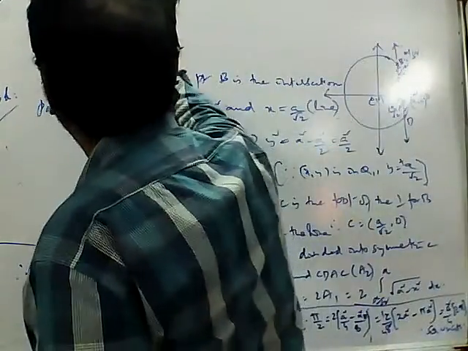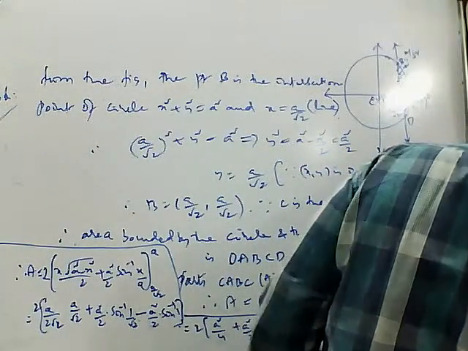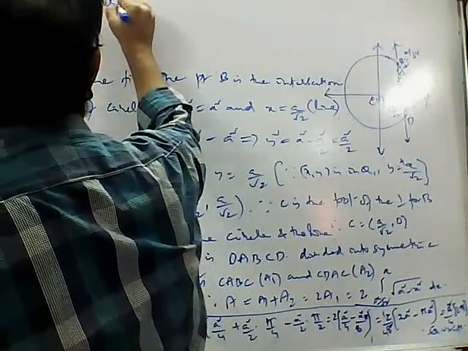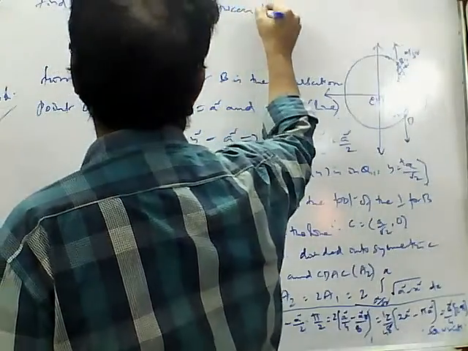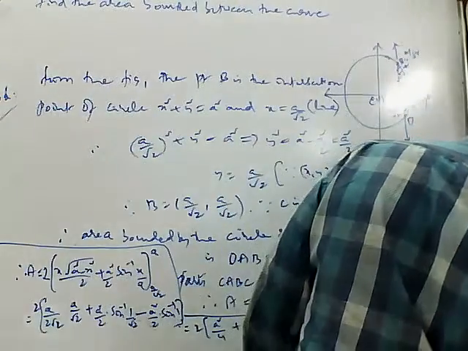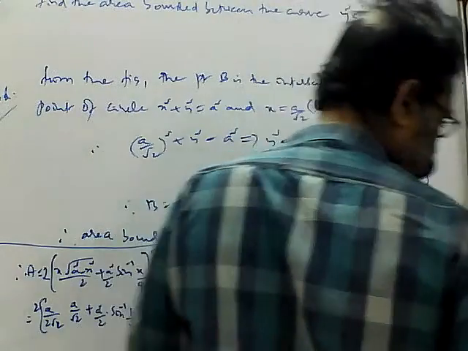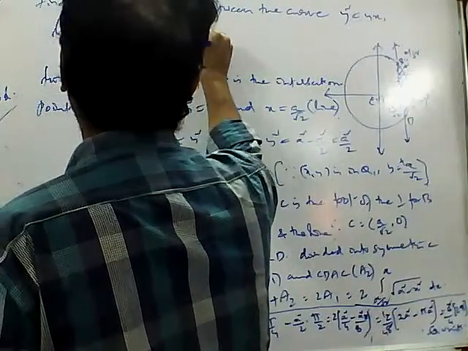we'll do one more question. Find the area bounded between the curve y square equals 4x, line x plus y is equal to 3, and y axis.